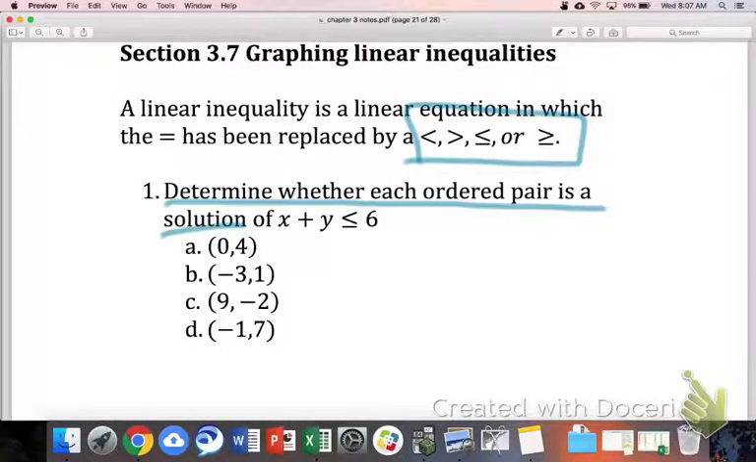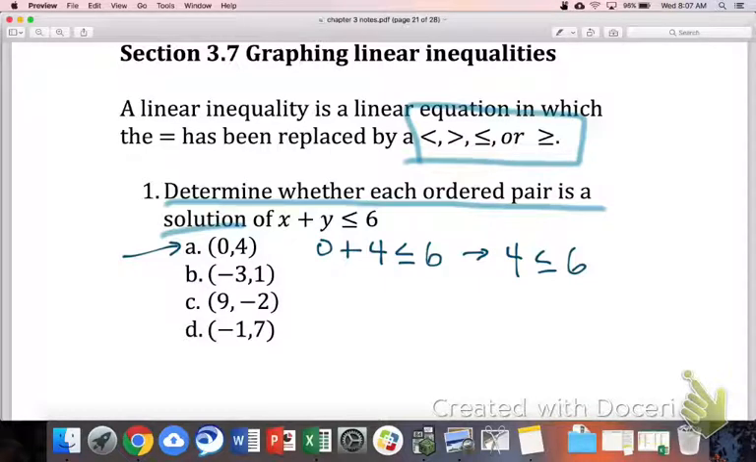So the point (0, 4). They're basically asking us, is (0, 4) a solution of this inequality? I'll do this first one with you. This basically means that x is 0 and y is 4. So to check this, I would write 0 plus 4 is less than or equal to 6. And of course, 0 plus 4 is just 4. So 4 is less than or equal to 6. Is that true? Is that really the case? Is 4 less than or equal to 6?